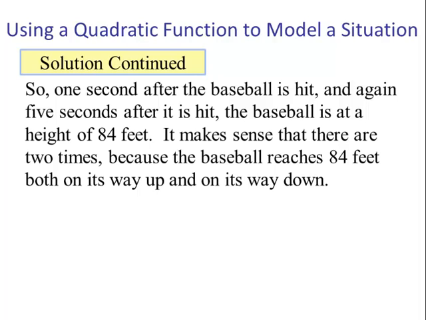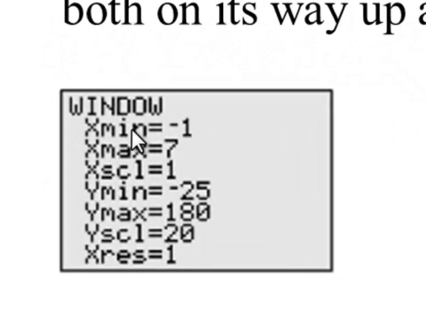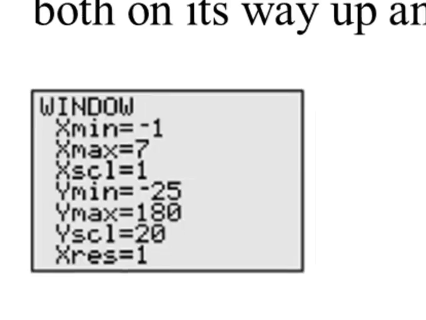To get a visual of this, we can graph it using the graphing calculator. We press window. Our x-min should be negative 1, so we can see the y-axis. Our x-max will be 7. We will count by 1. The y-min is negative 25, and the y-max is 180. I got these values from first using the table feature.